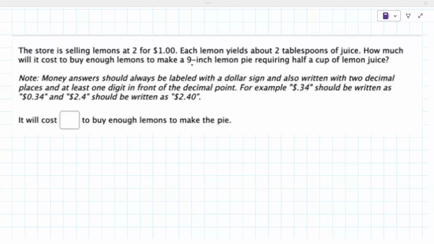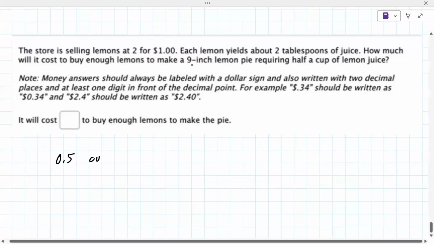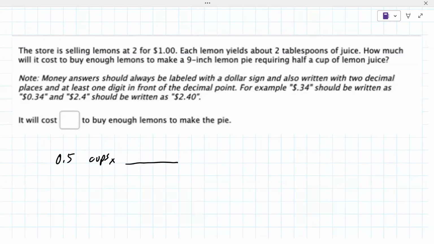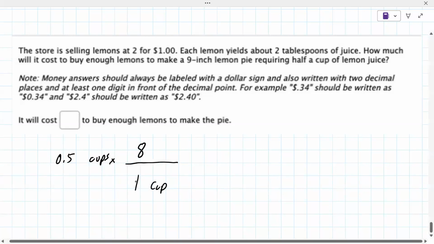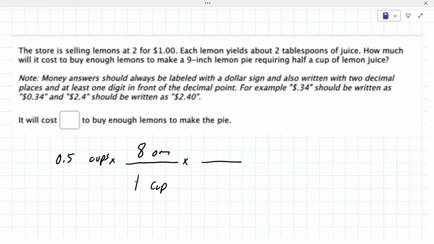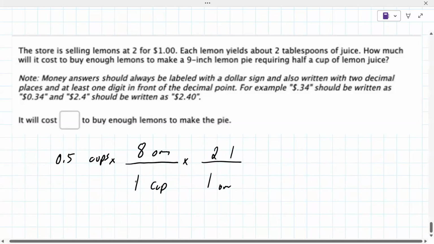We need 0.5 cups is what we're trying to get, and we want to know how much it's going to cost. So we need to go from cups to tablespoons. Now, does your thing have cups to tablespoons? Kind of, yeah. It says 1 cup is 8 ounces. Yep, 8 ounces. So ounces to tablespoons. There is 1 ounce and 2 tablespoons per ounce. All right, so that gets us there.